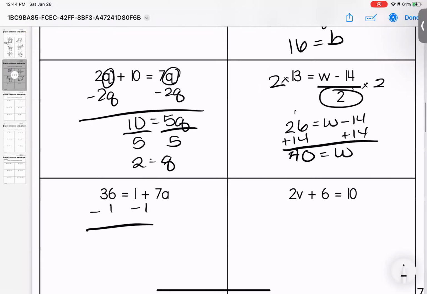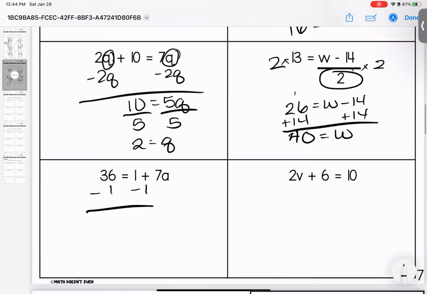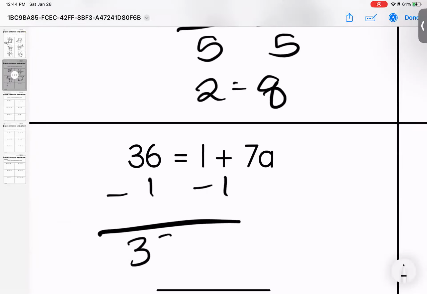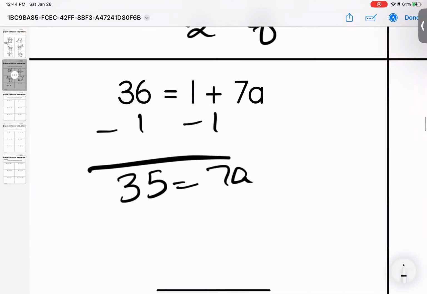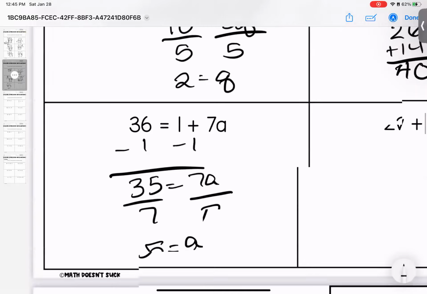All right, subtract our 1. Uh-oh, is this a repeat? It's not. It's feeling familiar. All right, so we have 35 is equal to 7a. Divide both of these by 7. 35 divided by 7 is equal to 5. So 5 is the value of a.